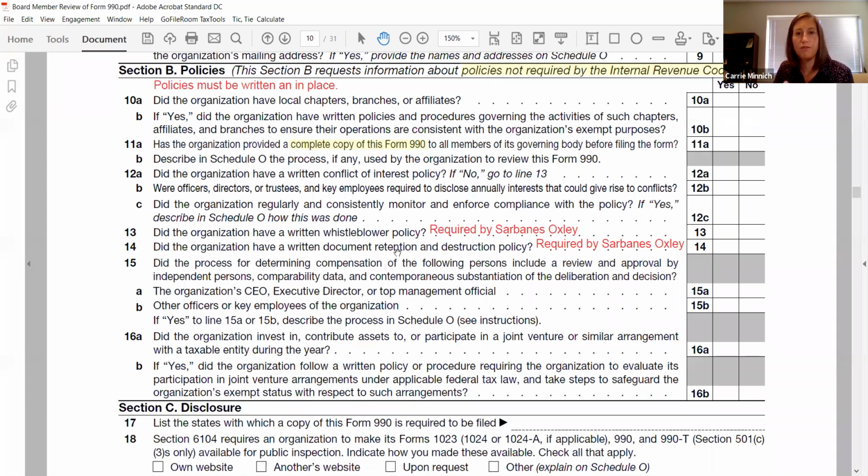And any of these policies, if your organization doesn't currently have them, we do have templates that we would be happy to provide to you. So just let us know and we can certainly provide those to you.